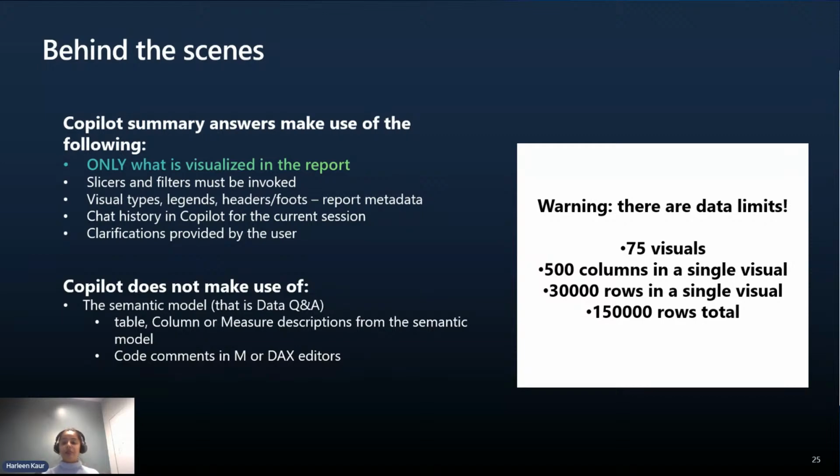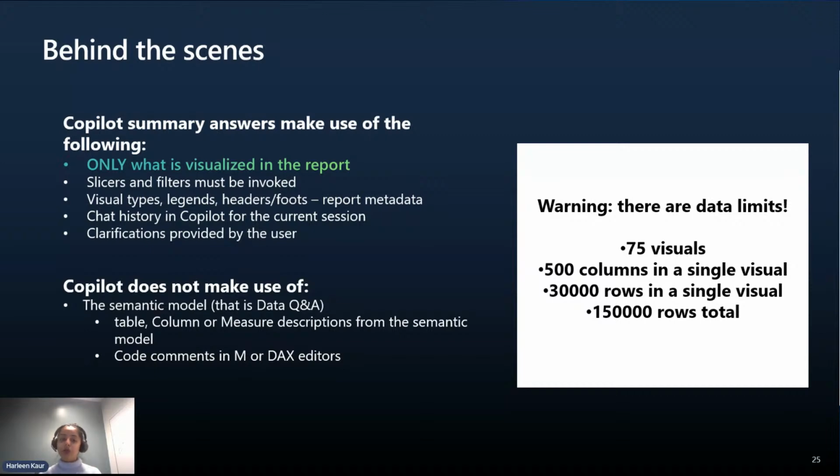For Copilot to use a slicer or filters, the slicer and filter must be invoked or the data must be active on the visual for Copilot to summarize and provide you with an answer. So, for example, if you're looking for answers for, summarize this page for Germany, and there's a slicer called region, but it's not selected as Germany, it will not give you the answer. So you need to invoke the slicer and the filter for the data that you are looking for.